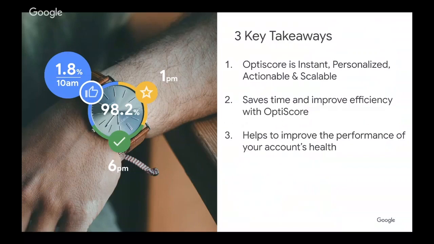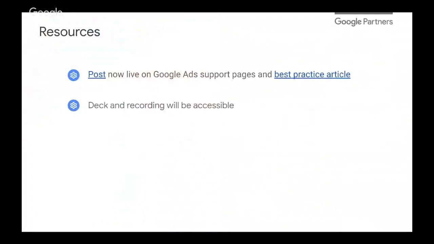Yeah, so as we've discussed, optimization score is instant, it's personalized, actionable, and completely scalable. As you can see, you can apply recommendations to hundreds of campaigns really at a click of a button. As Daniel just said, you can really save time and improve efficiency by automating these manual tasks like writing ads, setting bids, increasing bids on various campaigns. It can be done in a really quick time. And as a result of applying these relevant recommendations to your account, of course, you're going to improve the overall account's performance. So those are the three takeaways. Those are the three things we thought were most important to highlight at the end.